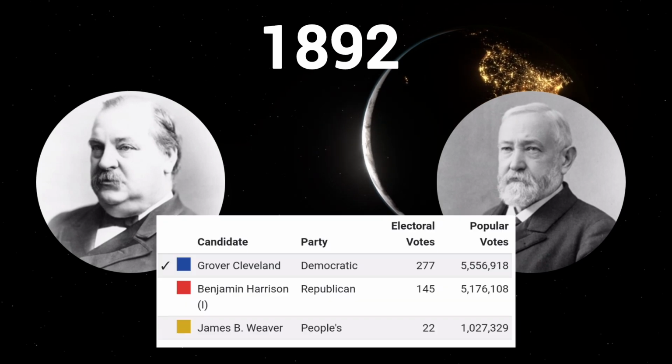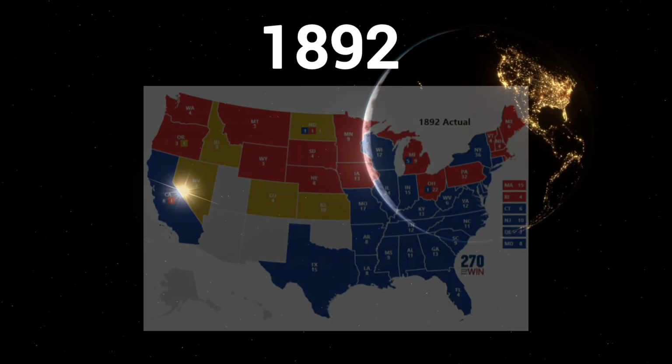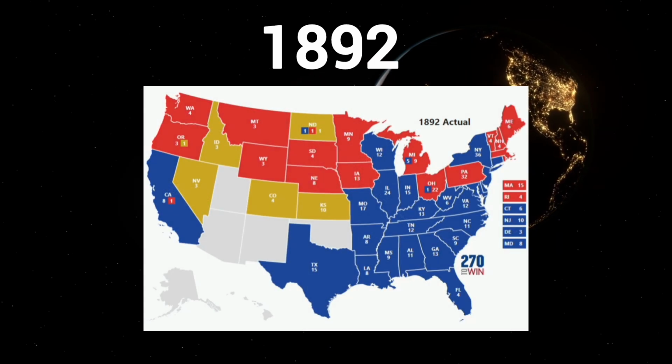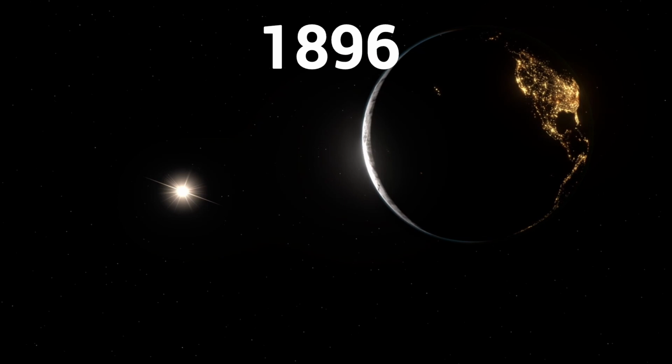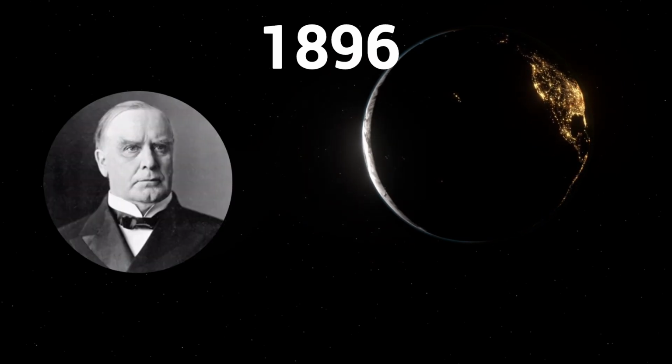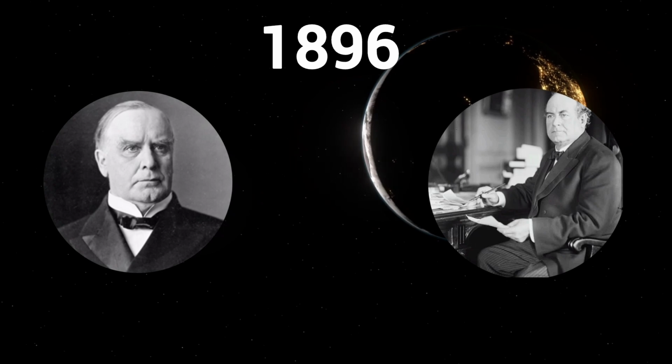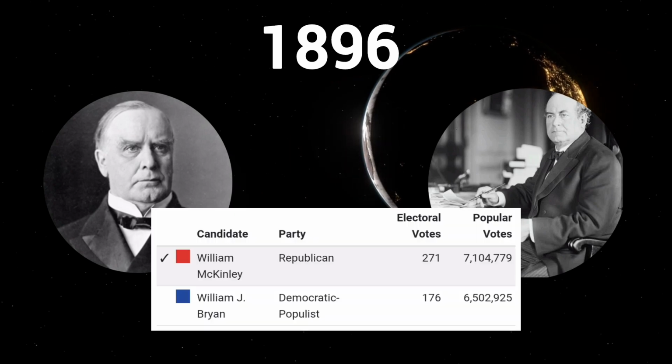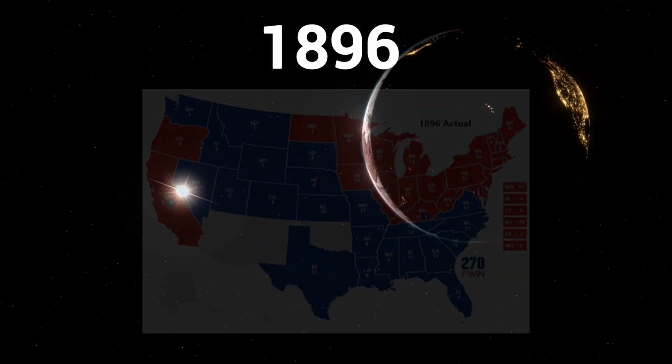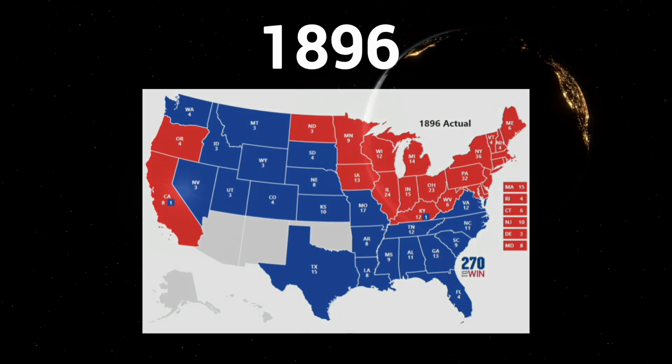Cleveland defeated Harrison, thus becoming the only person in U.S. history to be elected to a second, non-consecutive presidential term. The United States presidential election of November 3, 1896, saw Republican William McKinley defeat Democrat William Jennings Bryan in a campaign considered by historians to be one of the most dramatic and complex in American history.